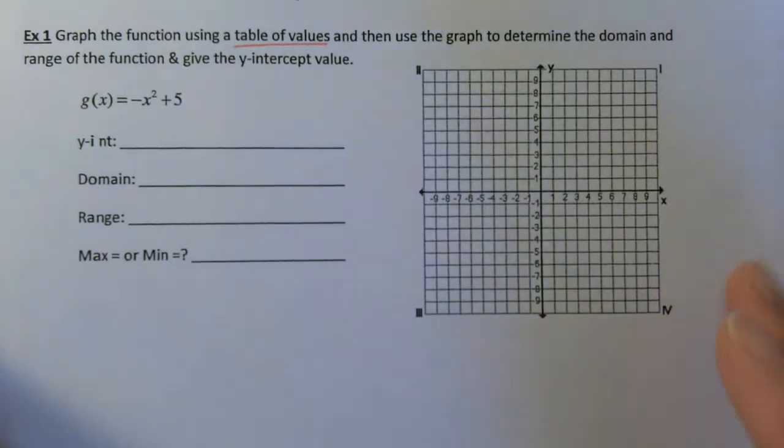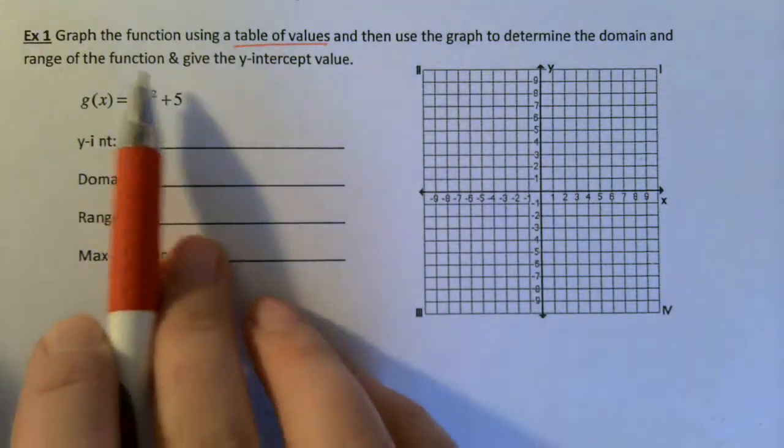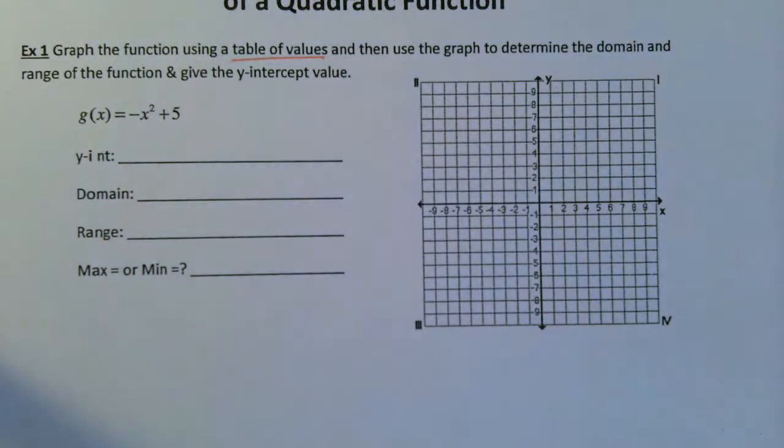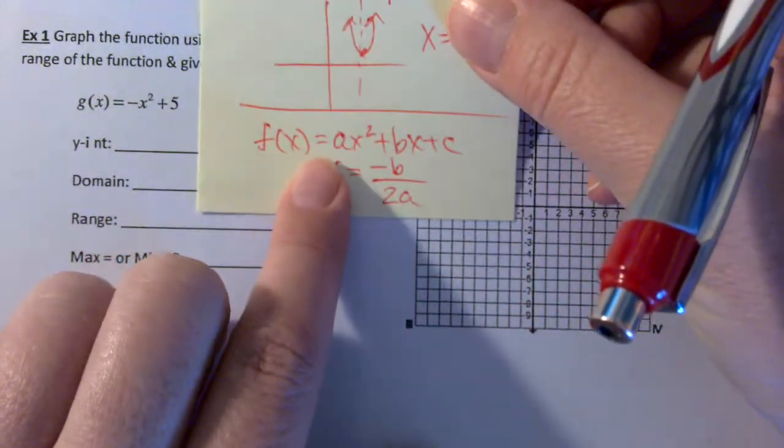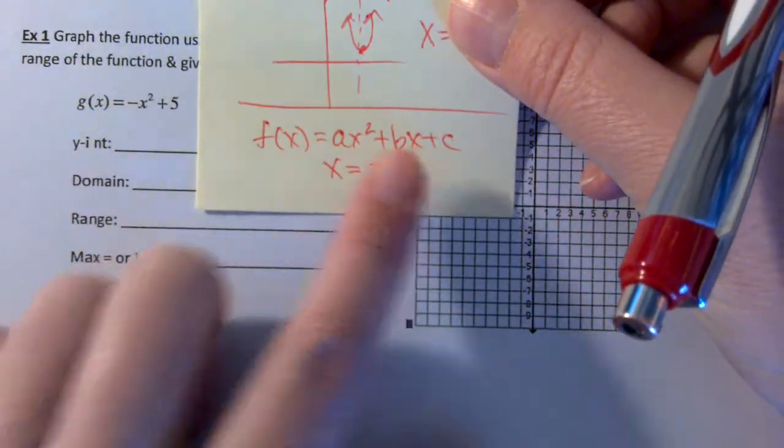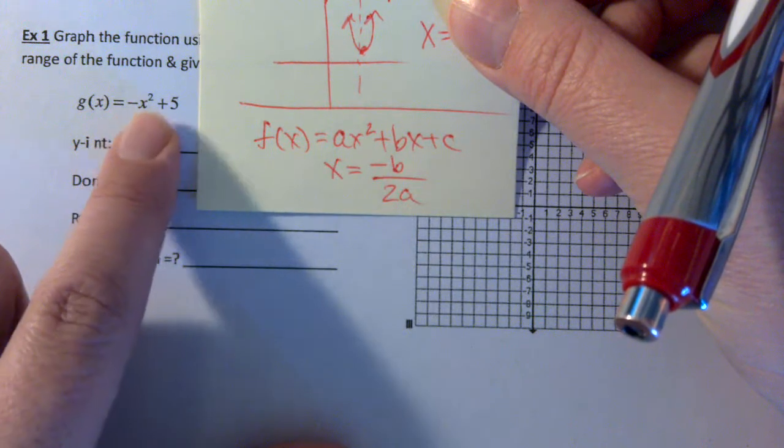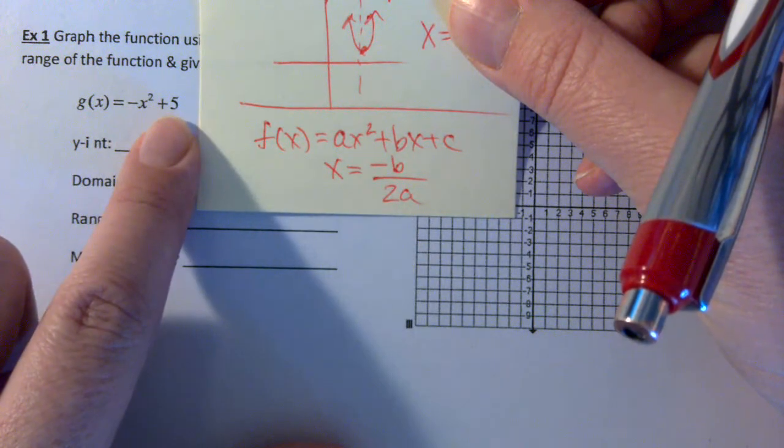So my first question was, is it standard or vertex form? And it actually could be either. So remember, your standard form looks like this: ax squared plus bx plus c. And so a is -1, b is 0, and c is 5.